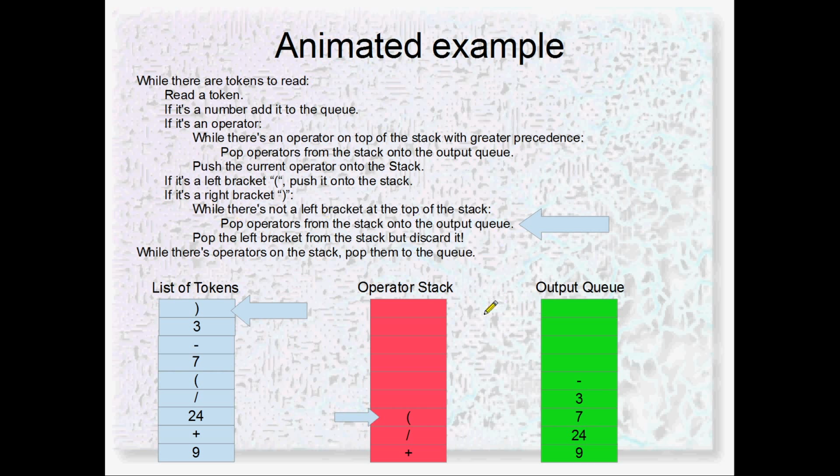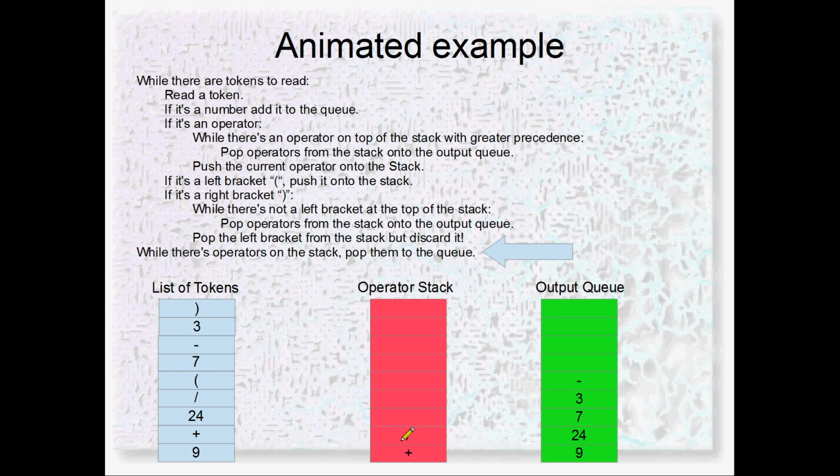Okay, while there's not a left bracket on top of the stack, so there is a left bracket on top of the stack now, but straight after we've done that, we pop that left bracket to oblivion. We don't need brackets in reverse Polish, so we just pop it away. Okay, and now there's no more tokens to read. We've just read the last token in our infix expression, and we jump down to the end, which is another little loop. While there's operators on the stack, pop them onto the output queue.